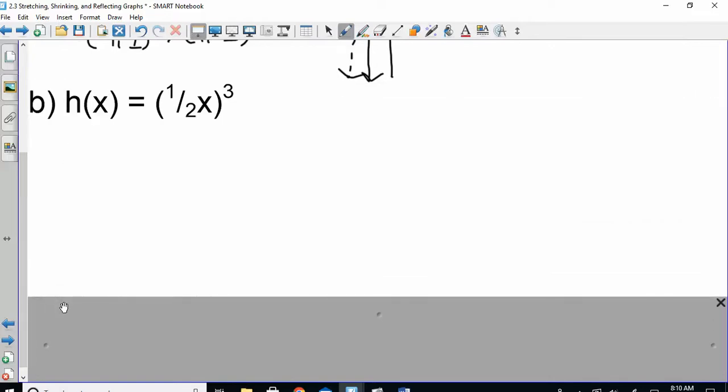All right, let's take a look at this one. So I have 1/2 x all to the 3rd. So my parent function is still the x cubed. So 0 cubed is 0. 1 cubed is 1. Negative 1 cubed is negative 1. Same points from before.